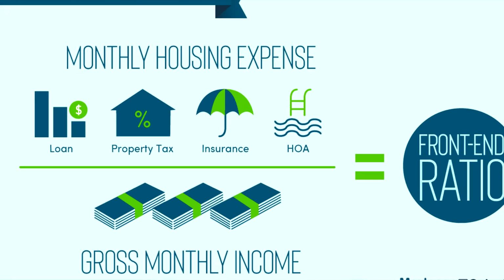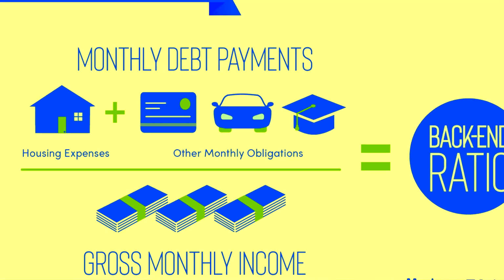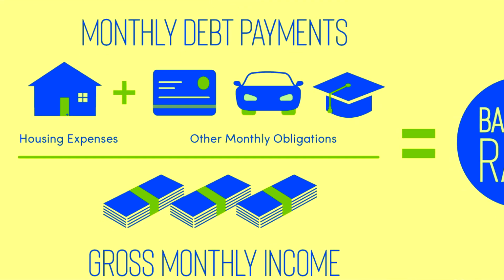Front-end DTI is the borrower's total monthly housing expense, i.e. the mortgage expense, divided by the borrower's gross monthly income. Generally, banks will not agree to finance a conventional loan if the front-end DTI exceeds 28%. Back-end DTI is all of the borrower's monthly expenses divided by the borrower's gross monthly income. Generally, banks will not agree to finance a conventional loan if the back-end DTI exceeds 43%.